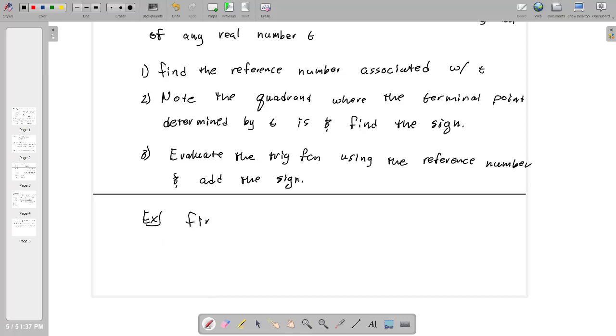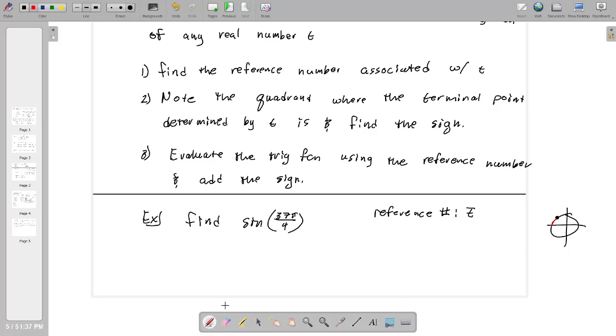If we're trying to find sine of 37 pi over 4, there's 3 things that we do. We find the reference number, which will be t bar. Now remember, t bar is the shortest distance from the terminal point determined by t to the x-axis. So if we have our unit circle, suppose that our point is here, we're looking for the shortest distance along the unit circle to get to the x-axis. That would be this point, if you've forgotten what the reference number is.